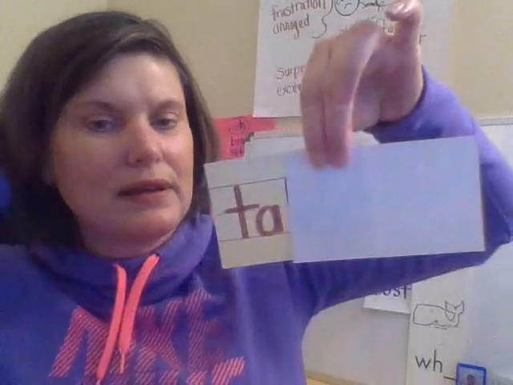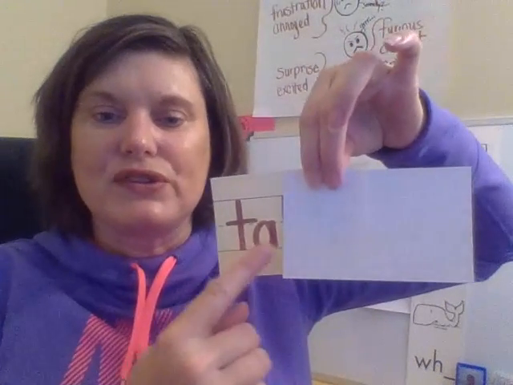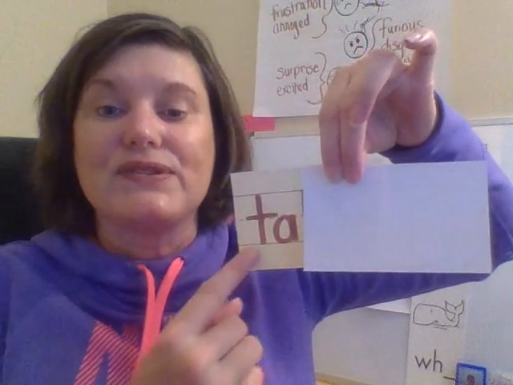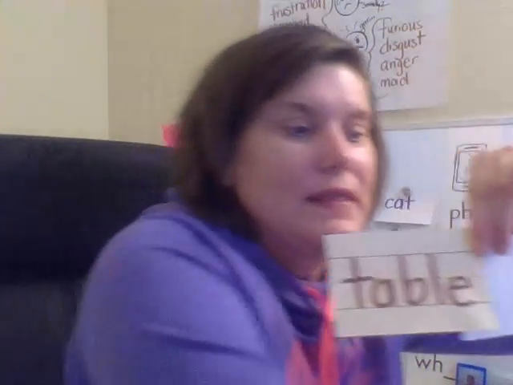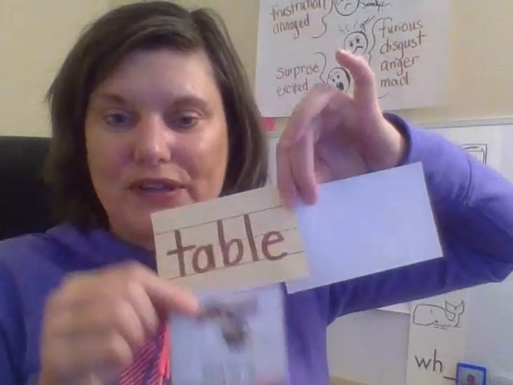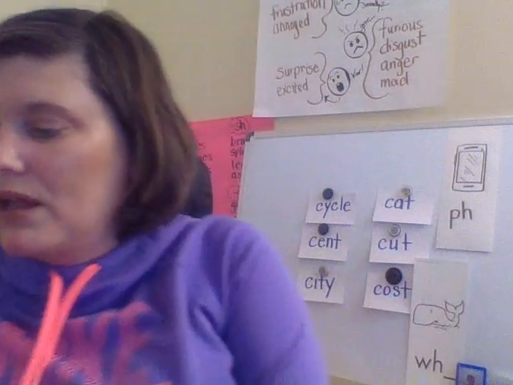All right, last one of these. Let's look here. This is an open syllable, okay, because there's not a consonant blocking the sound. So this is tay, and then bull. This is one of our final stable syllables. Table. Very good.